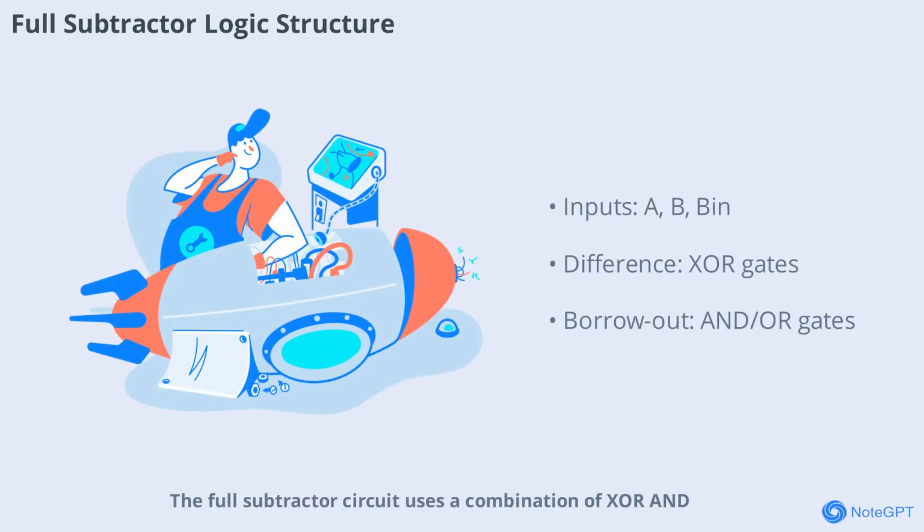The full subtractor circuit uses a combination of XOR and OR gates to process 3 inputs, A, B, and borrow-in. The difference output is generated using 2 XOR gates, while the borrow-out is produced by combining several logic gates. This structure allows the full subtractor to handle both the current subtraction and any borrow from previous stages, making it suitable for multibit operation.